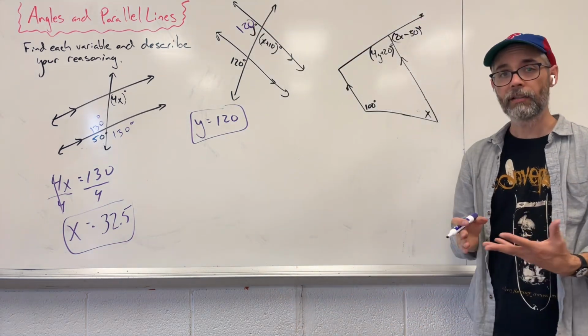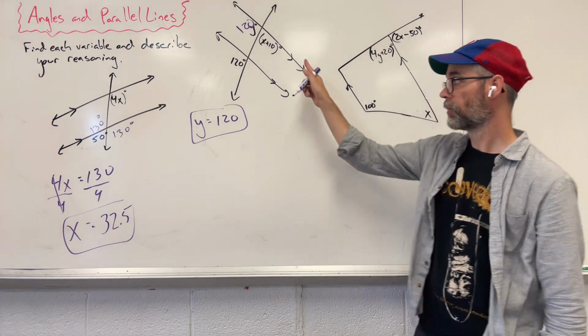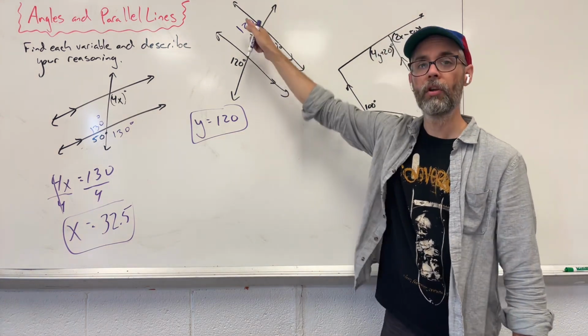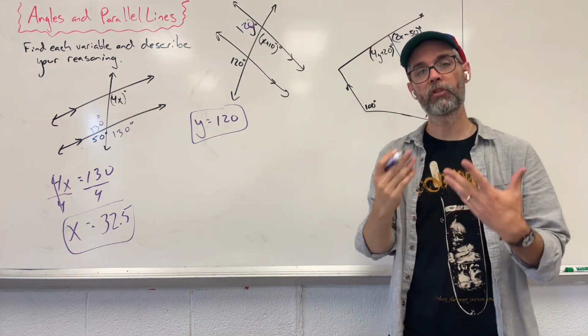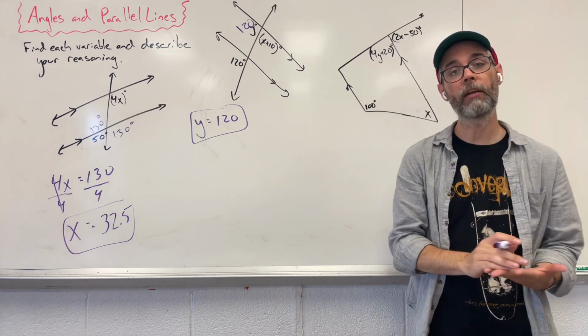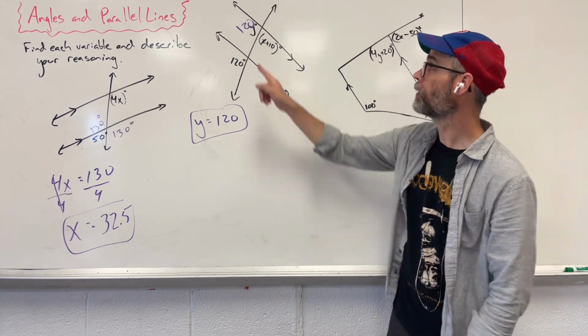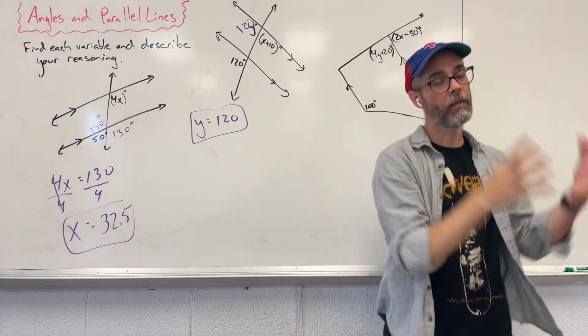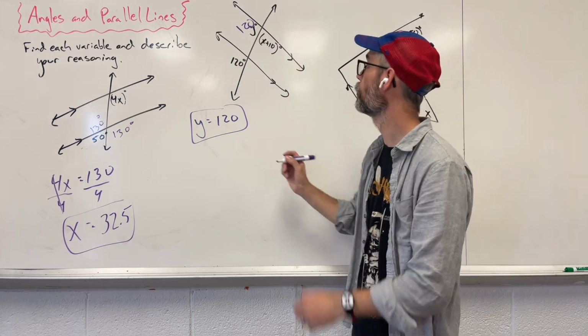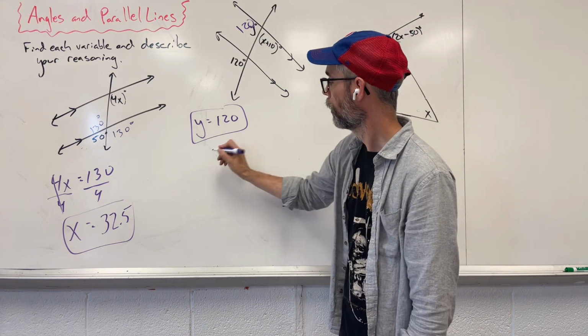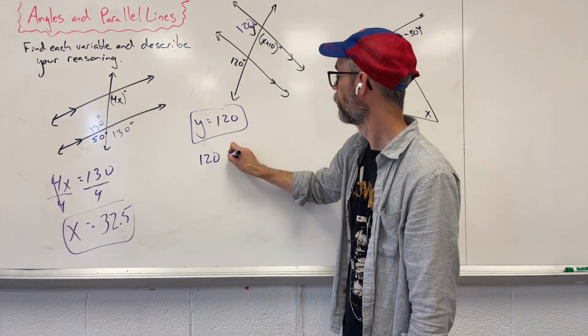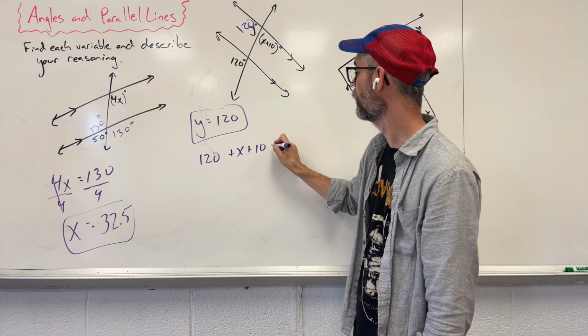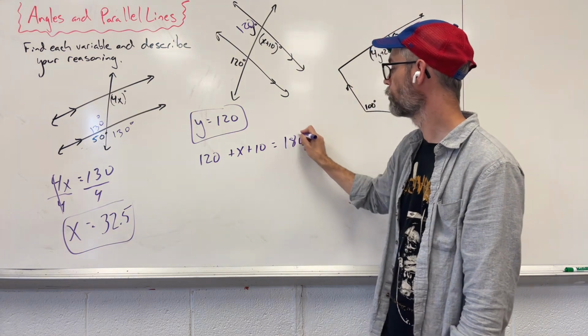That sets up something nice and easy because these two angles are next to each other and they form supplementary angles. Supplementary angles add up to 180. So I could take this and this, add them together, set it up, they equal 180. That's what we're doing here. So 120 plus x plus 10 equals 180.